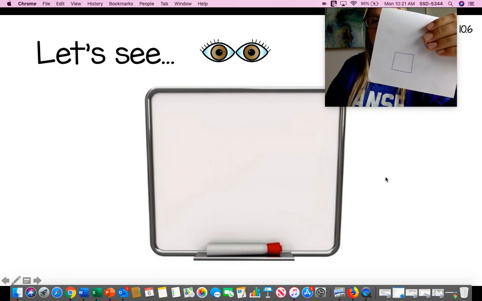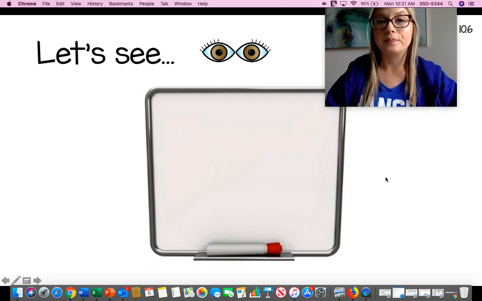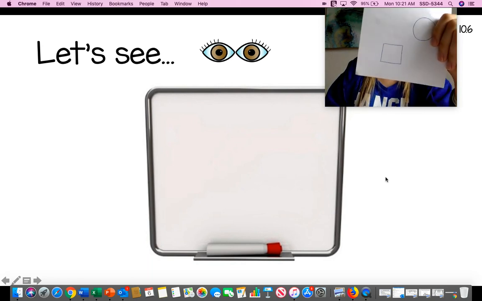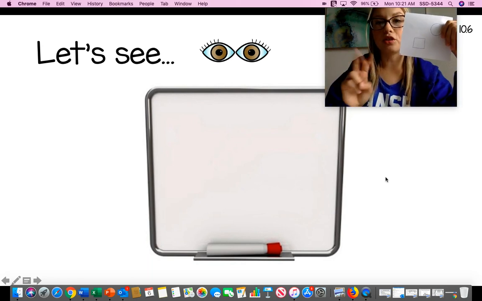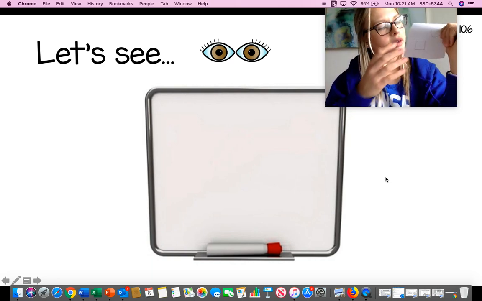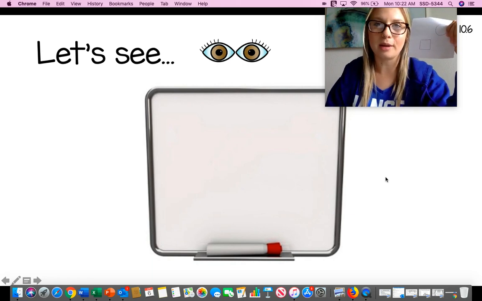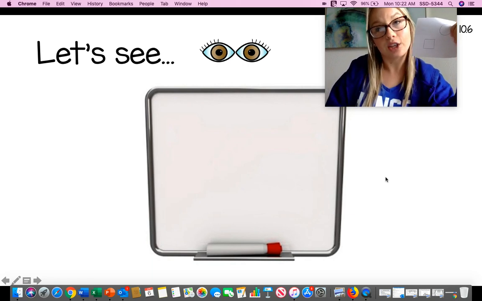That's your square, right? Is it two-dimensional or three-dimensional? A square is two-dimensional because it's flat. Can you pick up the square? Go ahead and try. I can't pick it up because it's a 2D shape, right? What about a cube?